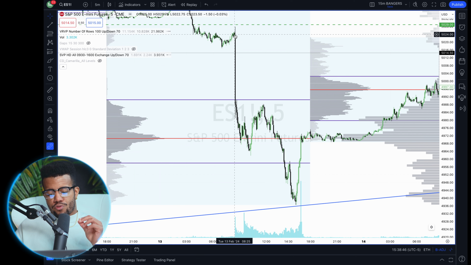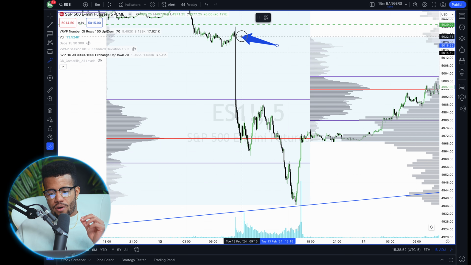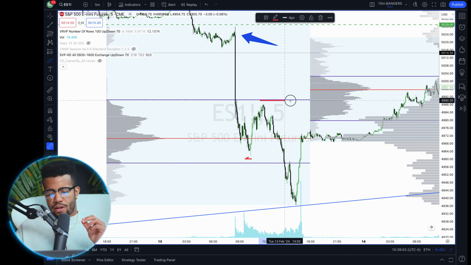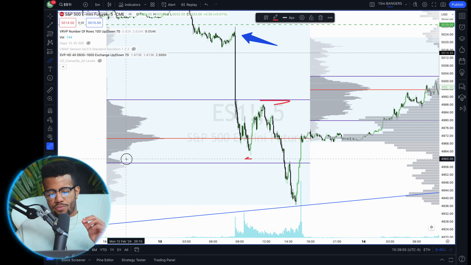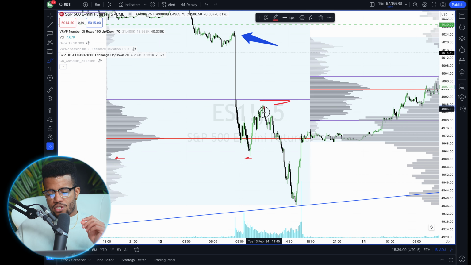CPI data is released at 8:30. Let's just talk about this move here. So we get the 8:30 drop off. Okay. Sell off. We consolidate. Consolidate midday. So we consolidate here. We do a little bounce here, a little bounce here. We can see the volume shelf that was developed over here. We bounce and then we do a second leg lower.